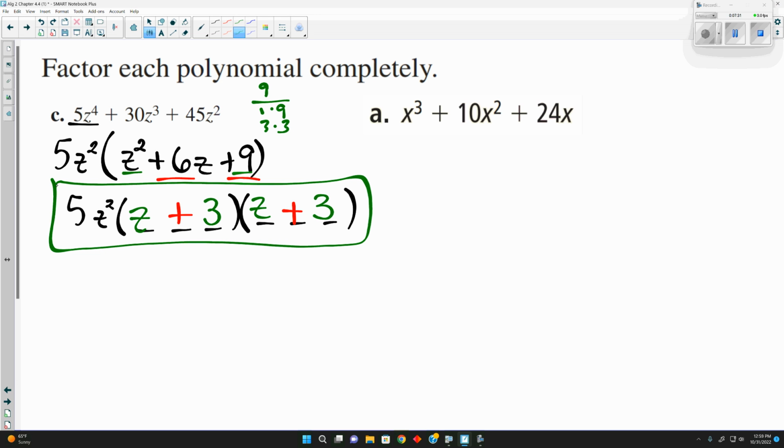This would be a perfect square trinomial, but it's not the difference of perfect squares. Because we could rewrite this as 5z squared times z plus 3 squared, or we can leave it as this here. Questions on any of this here? We'll look at one more.